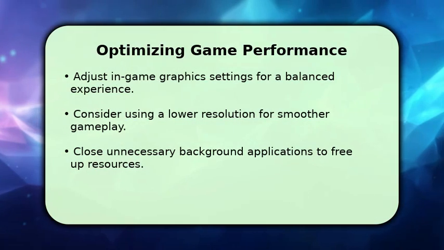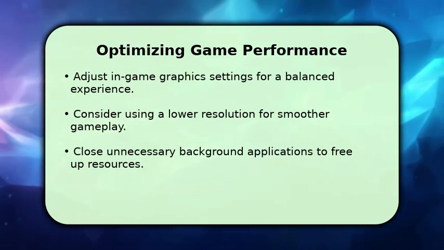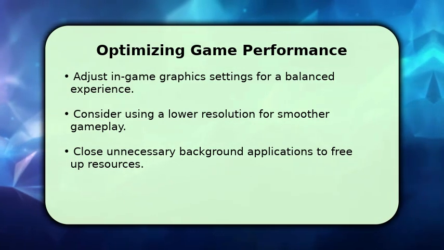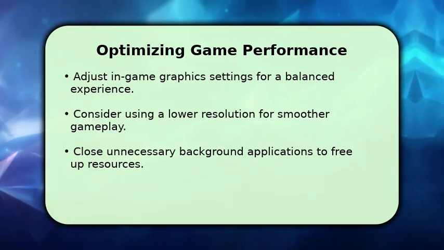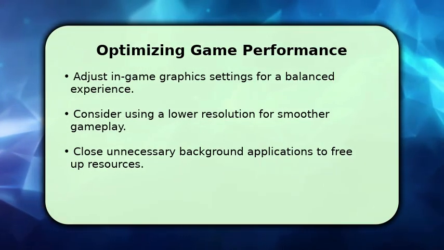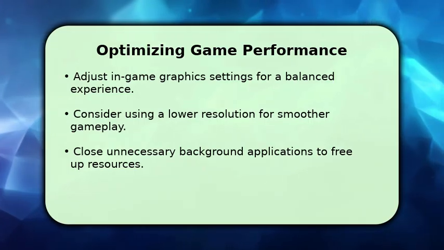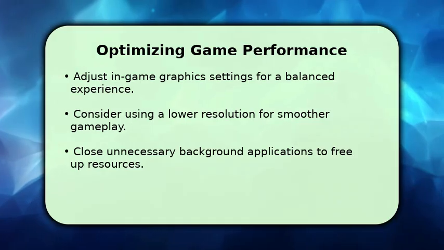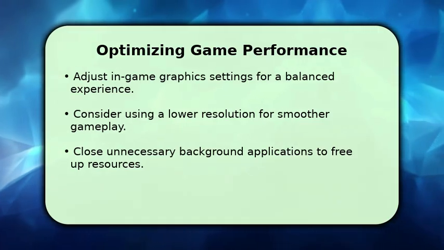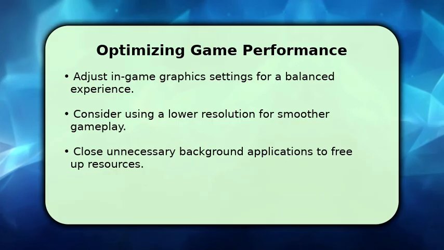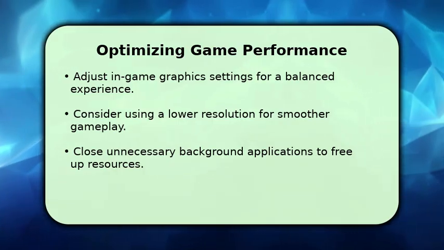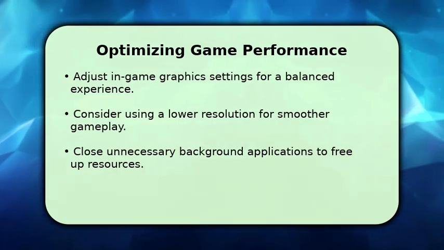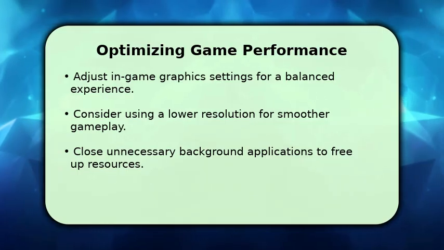To get the best performance, you will want to optimize your game settings. Start by adjusting the in-game graphics options. Lowering settings like shadow quality or view distance can significantly improve frame rates. Playing at a slightly lower resolution, such as 1920 by 1080 pixels, often provides a smoother experience. Also, close any unnecessary applications running in the background to free up valuable system resources for the game.